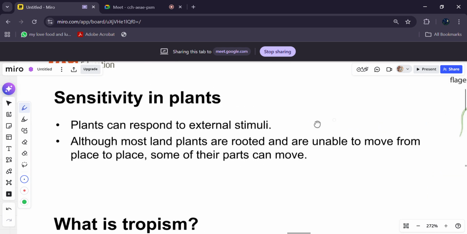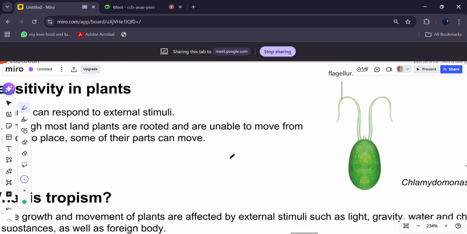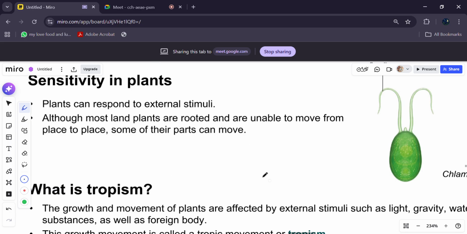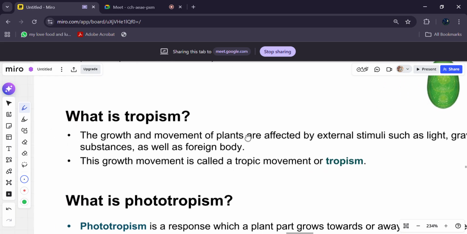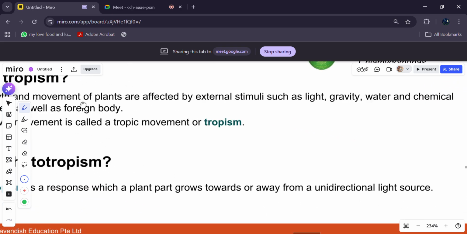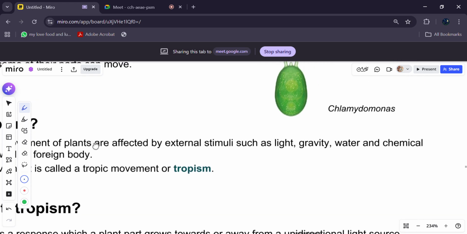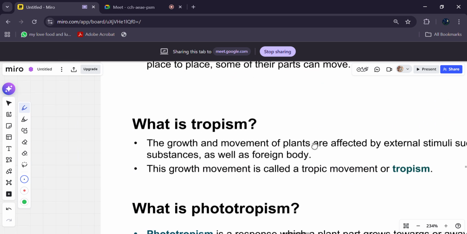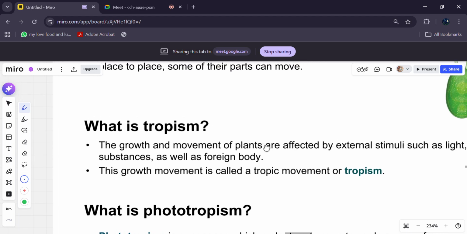Most land plants are rooted and unable to move from place to place. Some parts of the plant, like leaves and stem, can move into the direction of light. This is called sensitivity in plants. So what is tropism? The movements of plant parts are affected by external stimuli. Examples of stimuli include light, gravity, water, and chemical substances, as well as a foreign body in contact with the plant. Many plant movements are growth movements, and the growth movement is called a tropic movement or tropism.